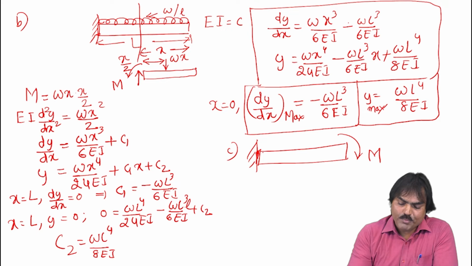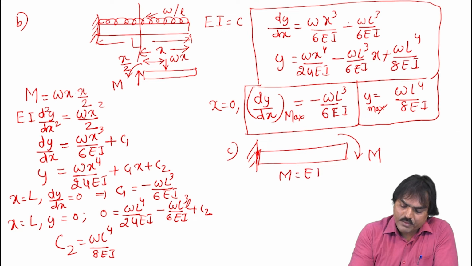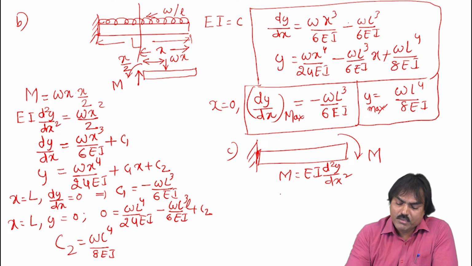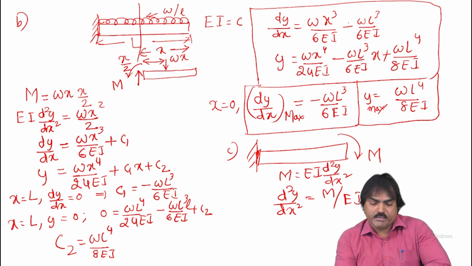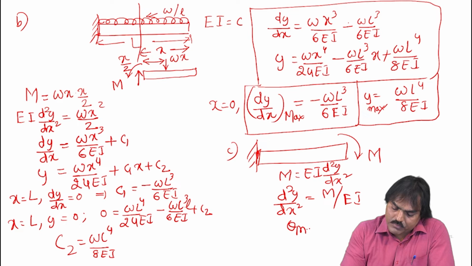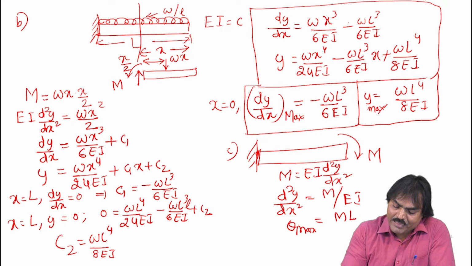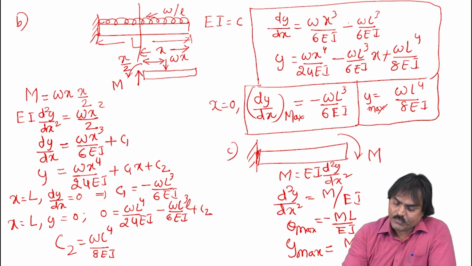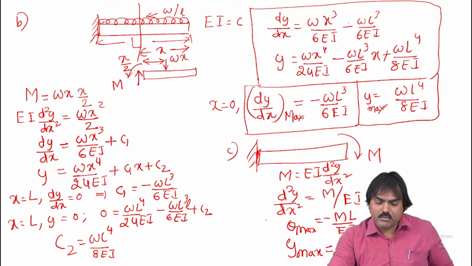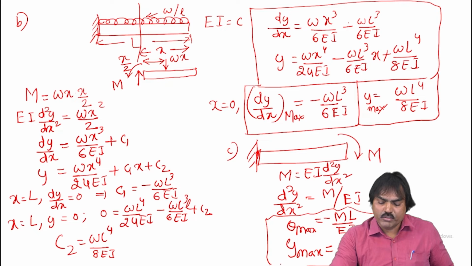Okay. So apply the moment equation. M is equal to EI into d2y by dx square. M is the moment which is applied at the free end. So therefore, d2y by dx square gives M by EI. If you integrate this twice and substitute the boundary conditions, you will get the maximum slope, that is given by ML by EI. But here we get a negative sign which indicates only direction, and the maximum deflection you will get ML square by 2EI. Okay. Students can work out this in the similar fashion so that you will get this answer. Okay.